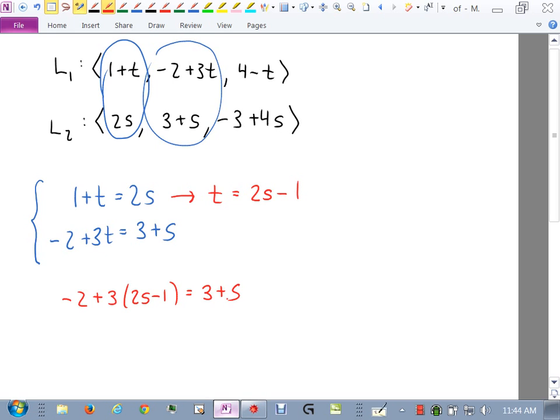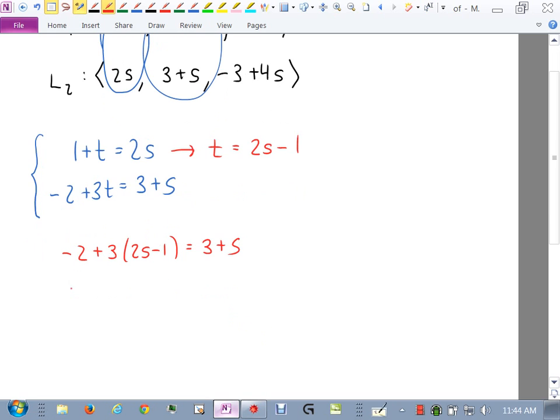Everyone follow what I'm doing here? Okay, now distribute through. Negative 2 plus 6s minus 3 equals 3 plus s. Let's get all the numbers to the right side. So we got 8 over there. 8 equals 5s. So s is what? 8/5.